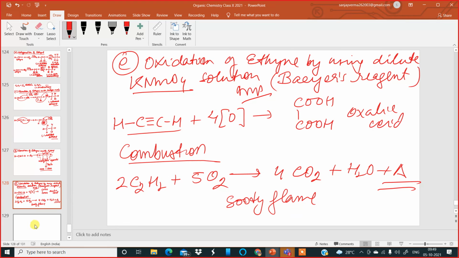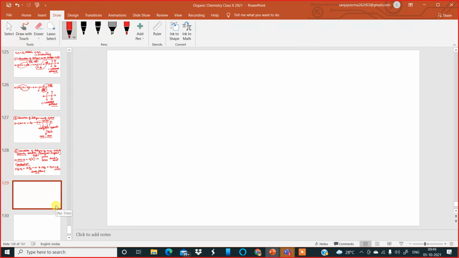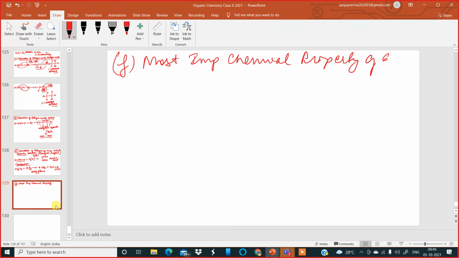The next one is number F, the most important chemical property of ethyne, which I will not discuss today because I need to explain this properly. Since there is less time, I will stop my class here. I'll discuss this most important chemical property of ethyne in the next class.